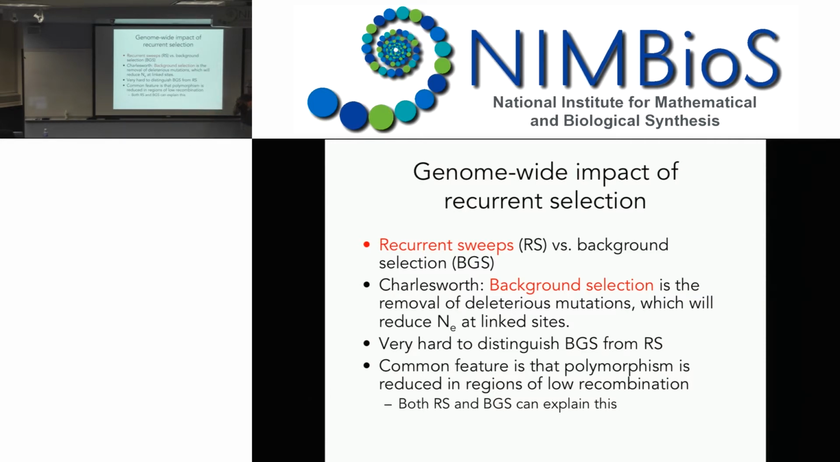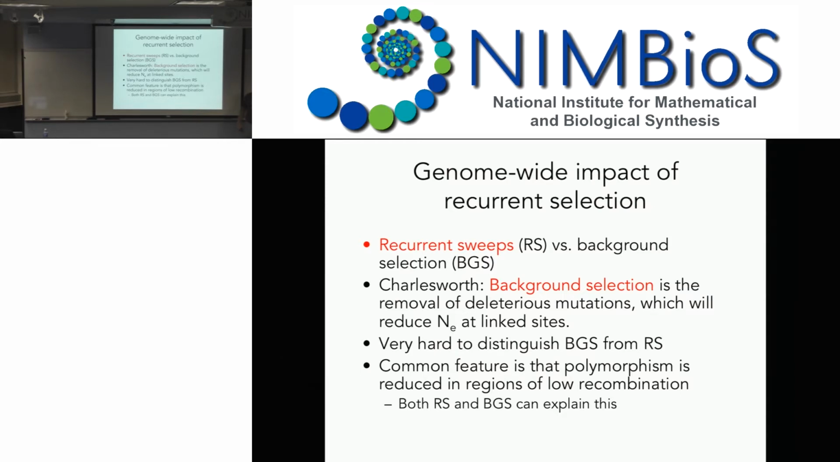We can take, so far we've talked simply about what signals we expect to see. We can then ask a really cool question, which is, if sweeps have been occurring, how does this affect the entire genome? This is a separate issue. I'm not trying to find a specific site under selection. I'm asking, if I look at the genome, what does the genome tell me about selection in general? How common is selection? And again, we have two types of selection.